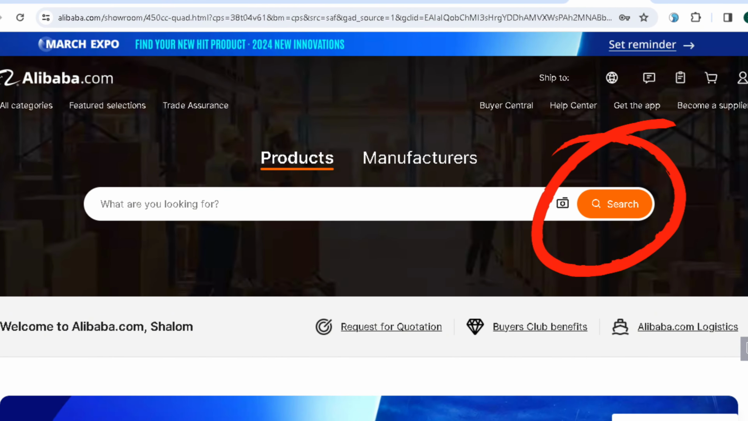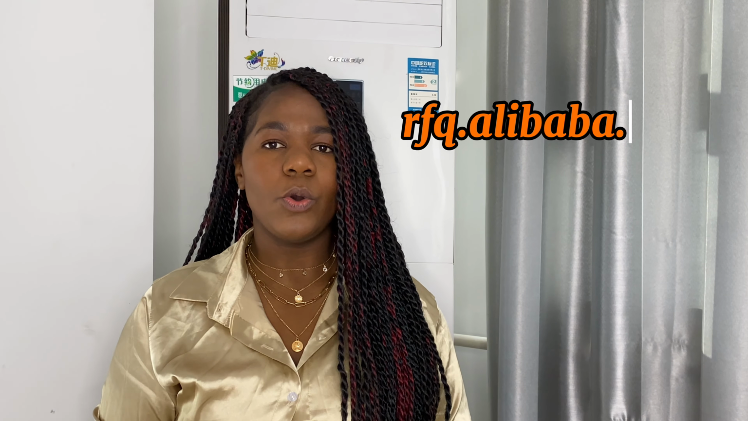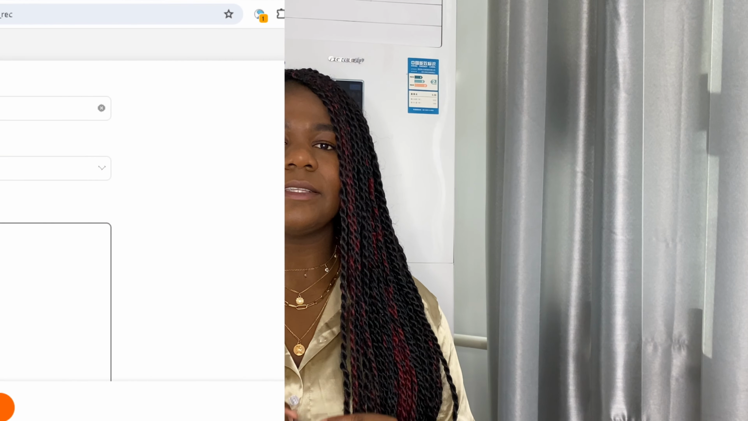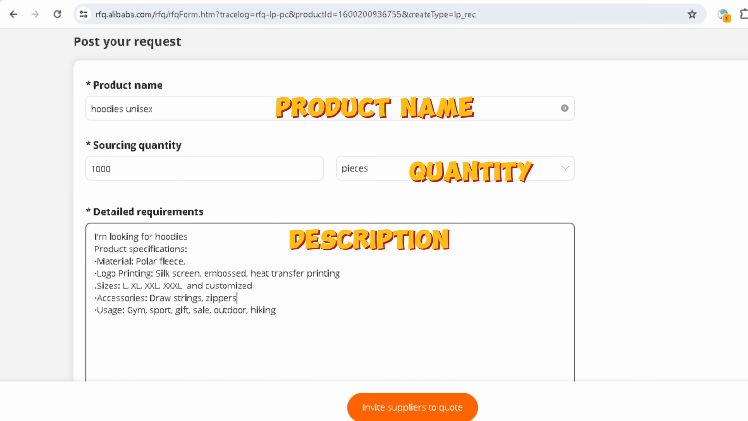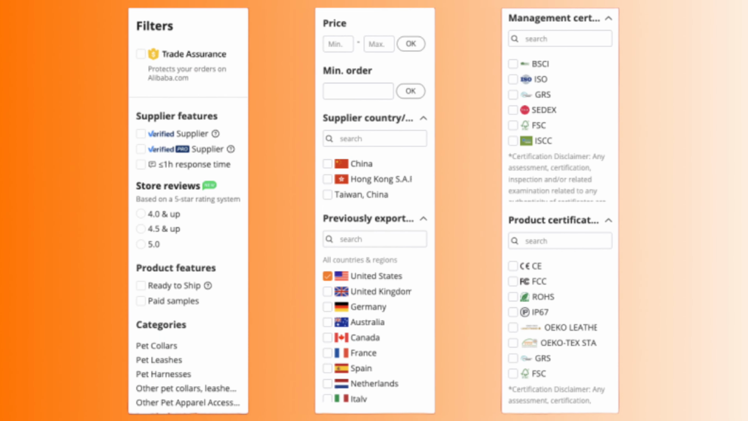So there are two ways that you can use to search for suppliers on Alibaba. The first one is by using direct search, where you go directly into Alibaba and search for the product you need. And the second one is by using something called an RFQ, request for quotation, where you go to this website rfq.alibaba.com and submit a form with the exact specifications of what you need, and suppliers will reach out to you. So when using both direct search and RFQ, there are certain filters that you need to put in place in order to find the best suppliers for what you need.